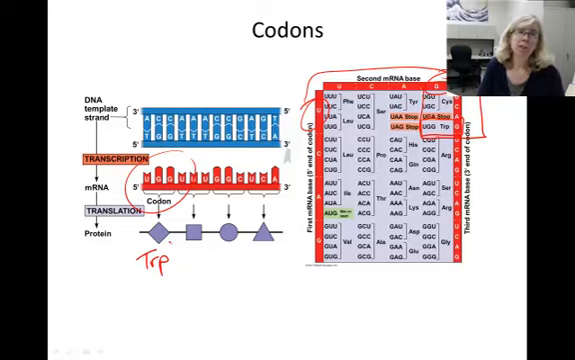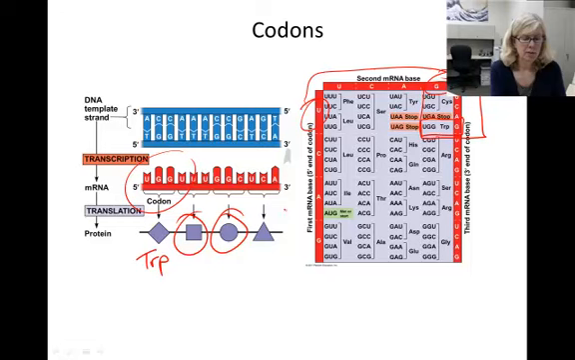Take a moment to figure out the other 3 amino acids shown here, and then compare your answers to that in the book in Chapter 17.